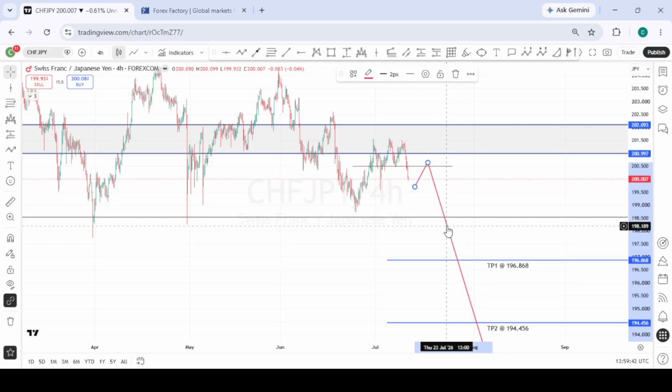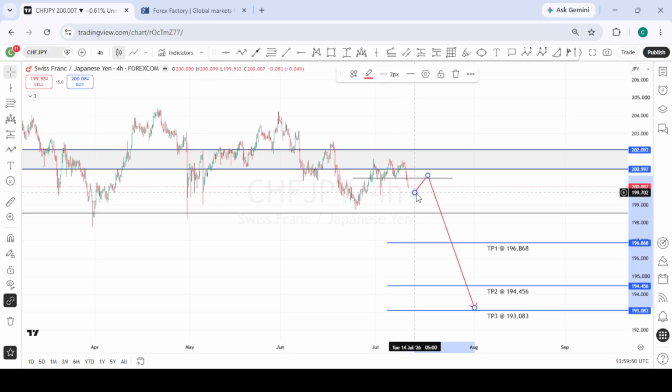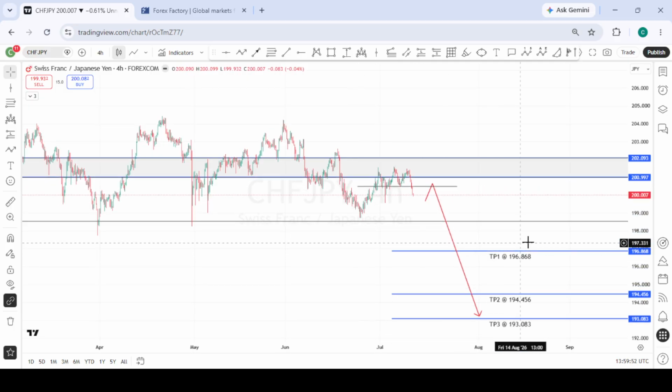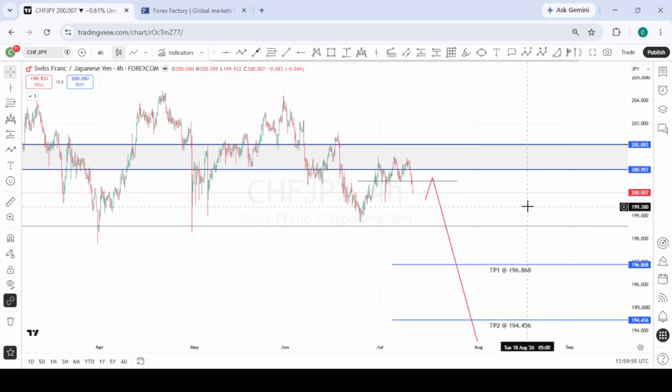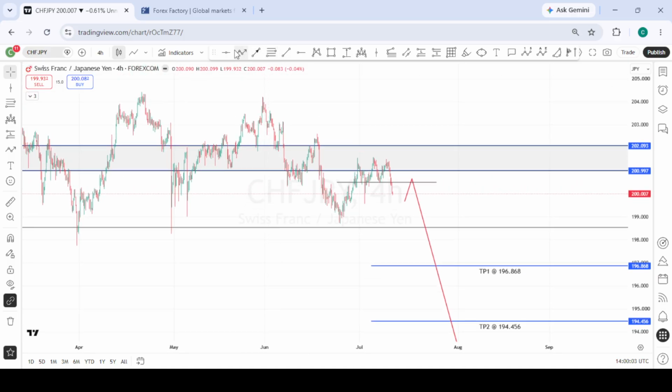So we're expecting price to pull back to retest the neckline of this head and shoulder formation, and then we'll look for selling opportunities to the downside. So we are bearish on CHFJPY for the coming week. We just have to be patient to see how price plays out, and then we can take a decision to the downside. This can only be invalidated if we get price to break above the zone and clear these structures above here and continue to the upside. Until then, we are bearish on CHFJPY.